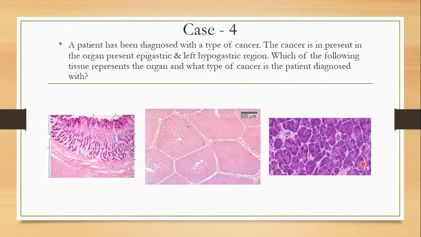This looks like the tissue from the pancreas, because in the center image, you can see hepatic lobules, polygonal, hexagonal shaped like hepatic lobules. And here you can see serous and mucous acini, islets of Langerhans cells. And here you can see a lot of columnar cells. So since this organ is present in the epigastric and left hypogastric region, this should be our pancreas. So the answer is pancreas and pancreatic cancer.